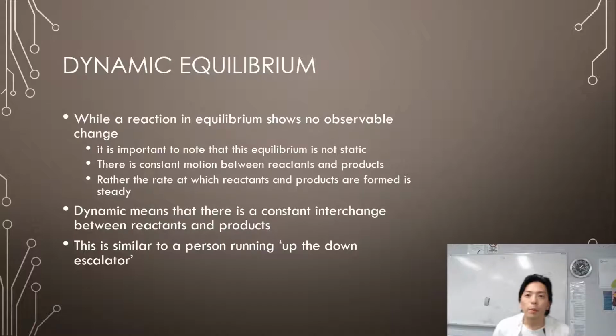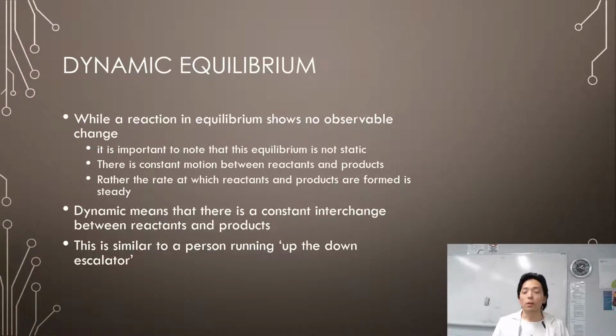Dynamic equilibrium. A bit more notes on that. While a reaction in equilibrium shows no observable change, it is important to note that this equilibrium is not static. It's still happening. There is constant motion between reactants and products. They are being formed and used up at the same time. Rather, the rate at which reactants and products form is steady. Dynamic here means that there's a constant interchange between reactants and products.